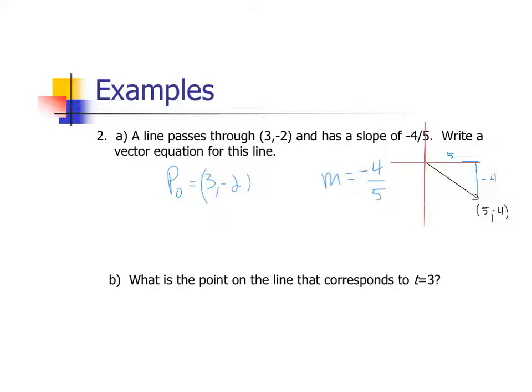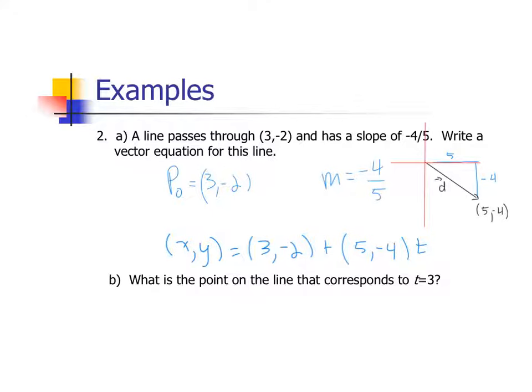Because the slope has the difference in y's on top and the difference in x's on the bottom, and the point has the x's first and the y's second, the end point of that vector is going to be (5, -4). So the direction vector will be (5, -4). That gives a vector equation of (x, y), because that is any point on the line, equals our particular point, or the position vector of our particular point, which is (3, -2), plus our direction vector, which is (5, -4)t.